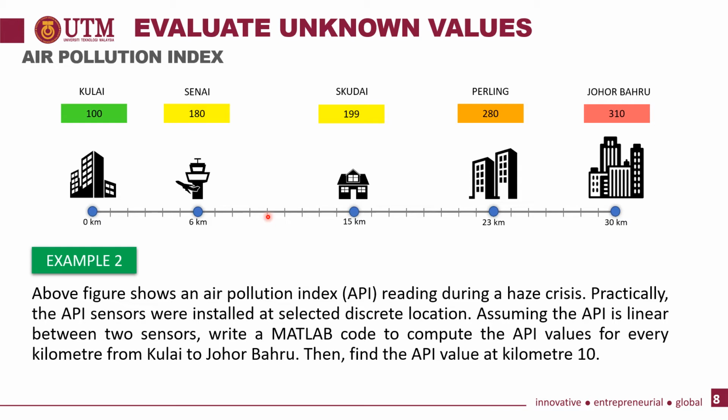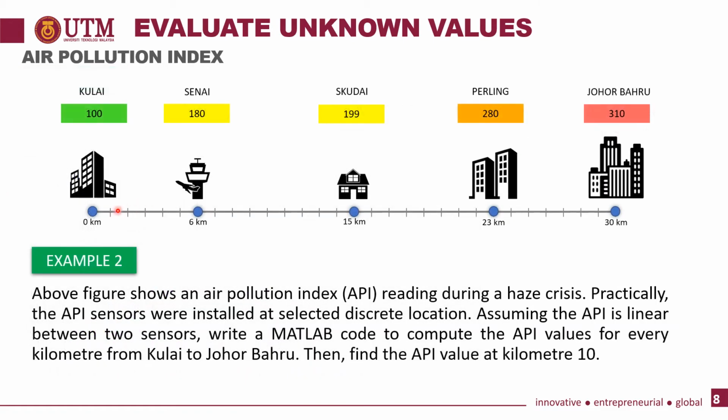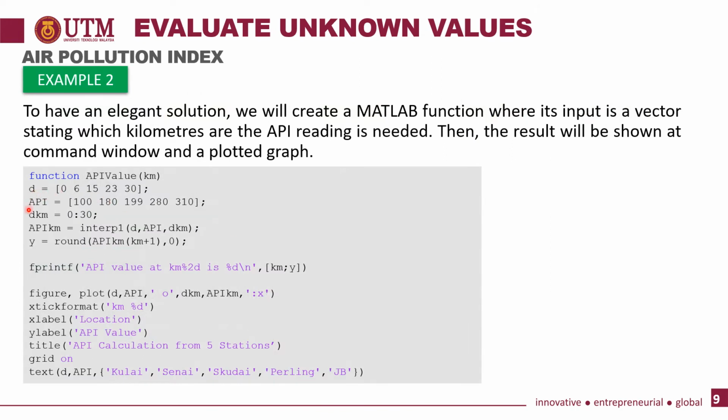All right. So this is the function API value. The function name is API value. The input is kilometers. First, D is the distance. It is initialized as 0, 6, 15, 23, and 30. See here: 0, 6, 15, 23, and 30. And API is a function of D. So the output of API is 100, 180, 199, 280, and 310.